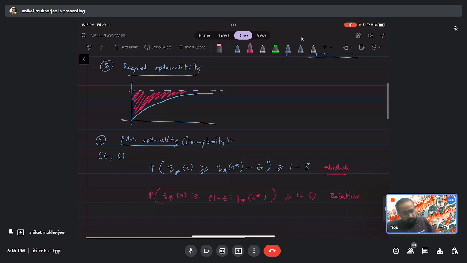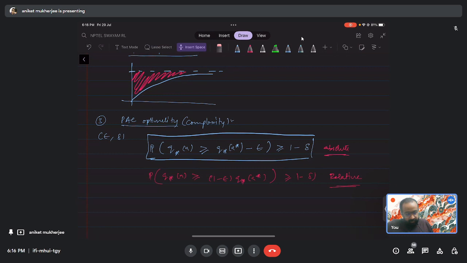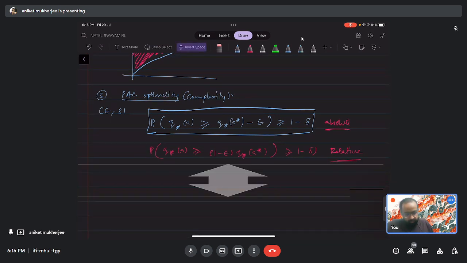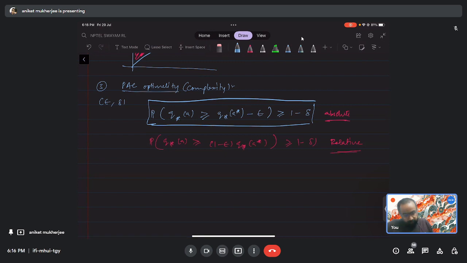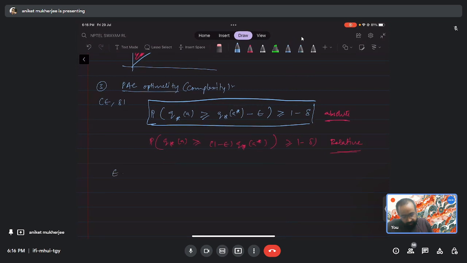But the PAC setting uses this as the correct probability formulation for finding out PAC complexity. So when Sir meant that this is the relative and this is the absolute thing, I just want to give an example. Okay, for the relative part, let epsilon be 0.1. Then 1 minus epsilon will be 0.9. So just as a small example, this thing I can write as probability of Q star A by Q star A star equal to 1 minus epsilon.